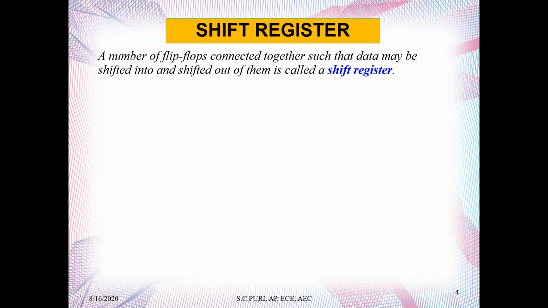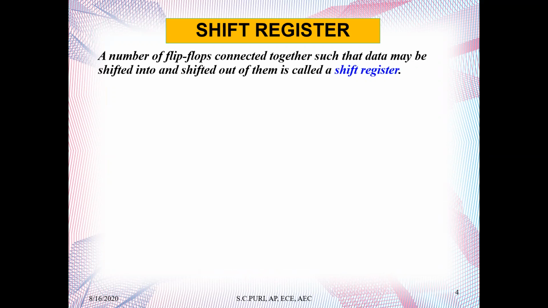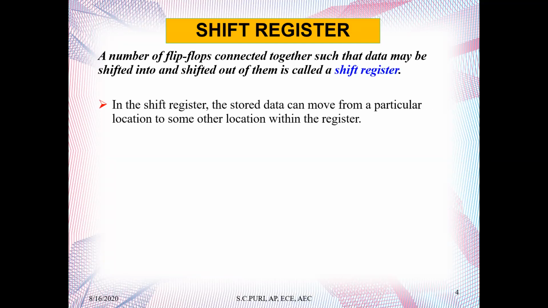Now, shift register. What exactly is a shift register? As you can see here, a number of flip-flops connected together such that the data may be shifted into and shifted out of them is called a shift register. That means either you can pump in data, or you can take out data from a collection of flip-flops, which is a flip-flop as we have defined earlier. So in the shift register, the stored data can move from a particular location to some other location within the register. Okay, so the data can move from one flip-flop to another upon our wish.